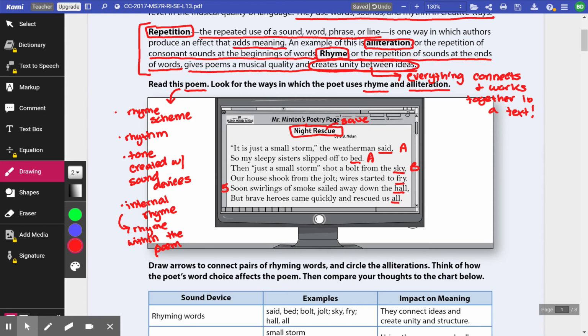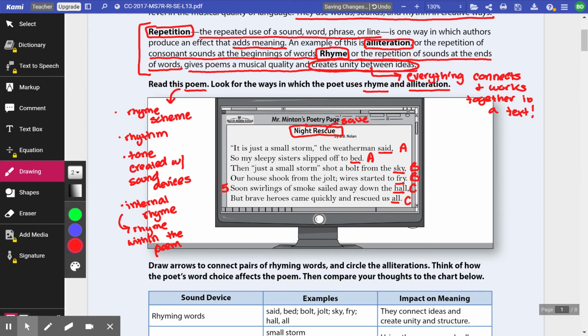Next, we have fry in line number 4. So fry, if you look up, it rhymes with sky, so that one also gets a B. And now we have hall on the 5th line. So hall doesn't rhyme with anything we've looked at, so it gets a new letter, and we're at C now. And then the last line of the poem, line 6, the last word is all. So all rhymes with hall, so it gets a letter C.